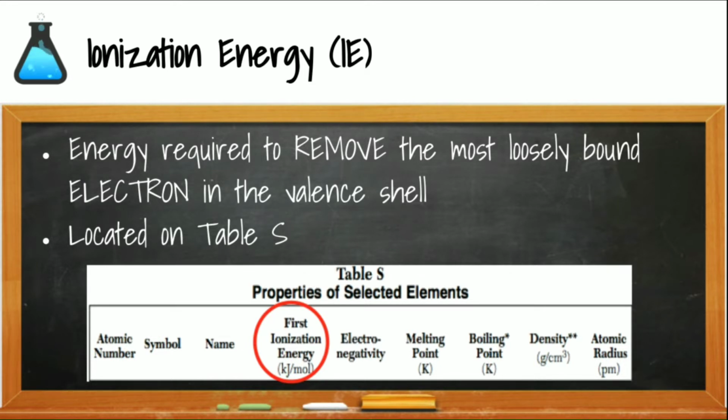Because when the Regents wants to ask you which element has the greatest or least ionization energy, they don't ask you flat out. Instead, they're going to ask you which element requires the greatest amount of energy to remove the most loosely bound electron in the valence shell. And then we know that we're referring to ionization energy.